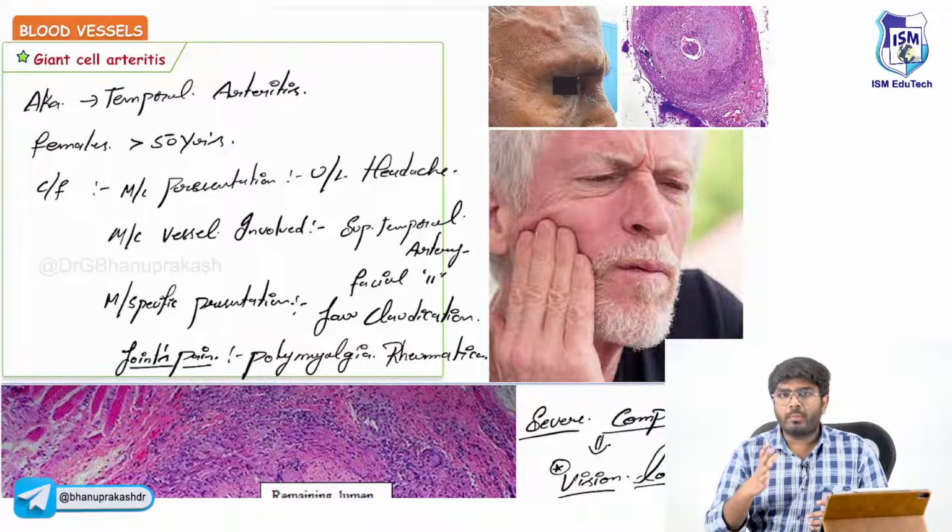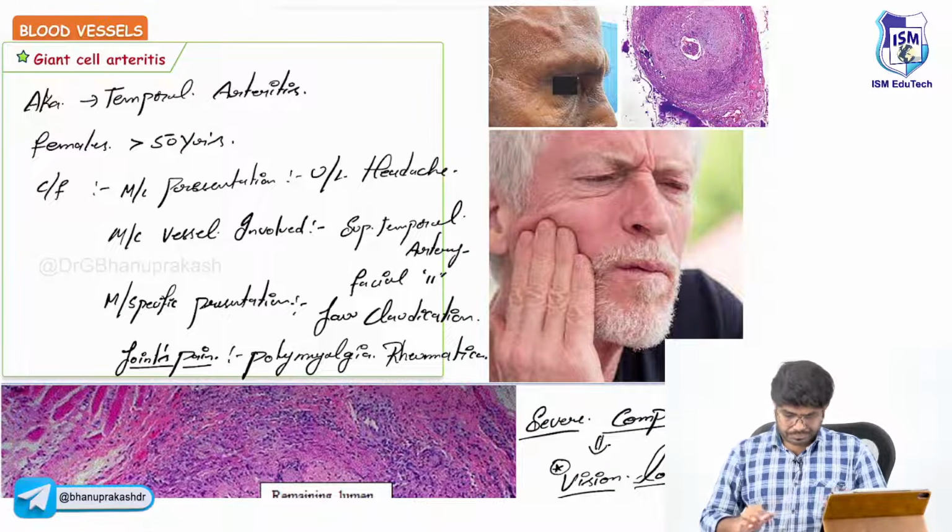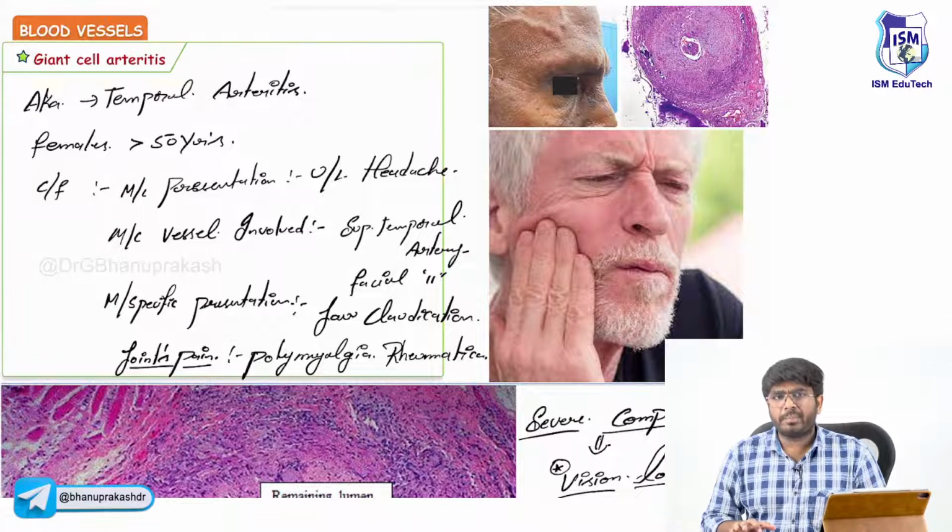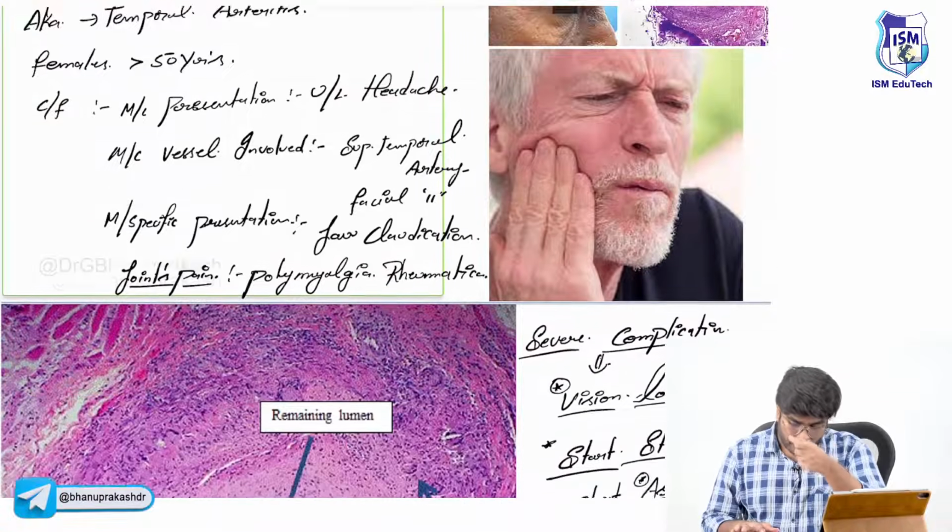What is the most severe complication? Vision loss. Blindness is the most severe complication. And joint pains, arthritis, will be seen. That is called polymyalgia rheumatica.